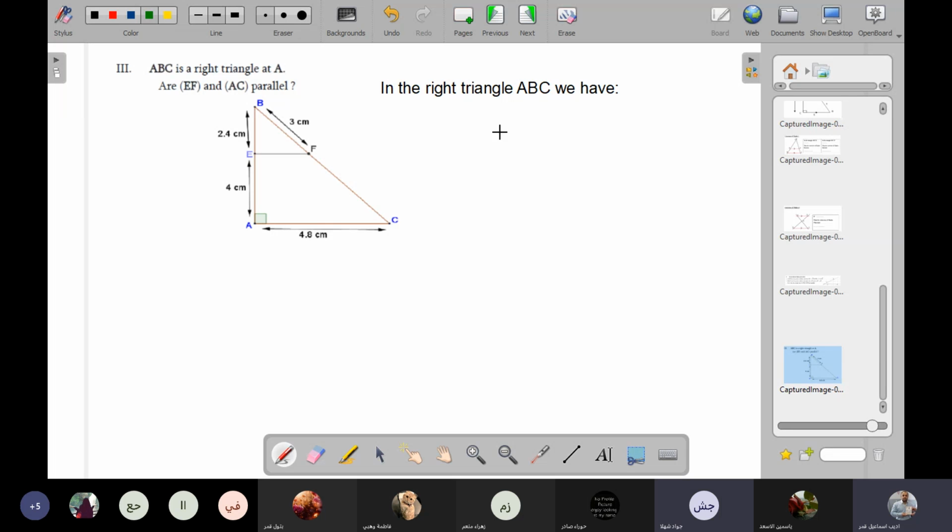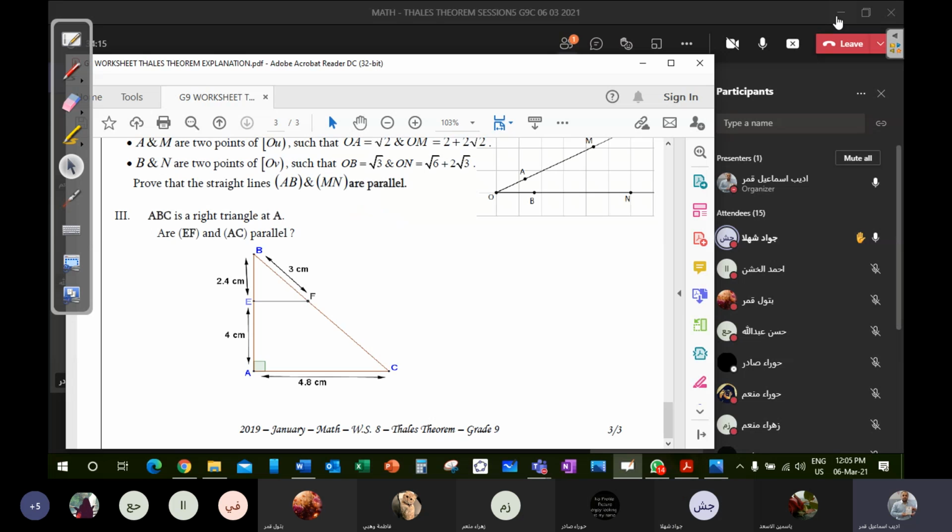Okay. Do we have the measure of BC? No. So we should calculate the measure of BC. How to calculate the measure of BC? First we do the criss-cross method. No. We should find the measure of BC first.